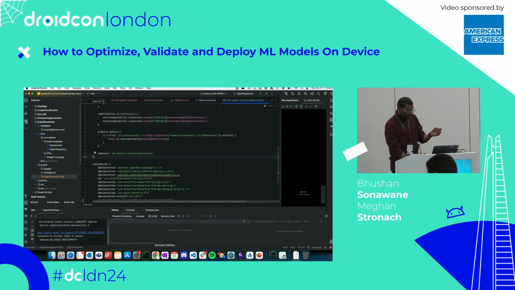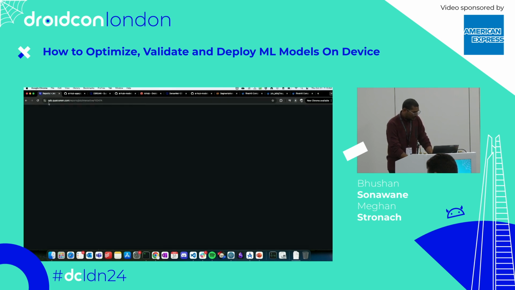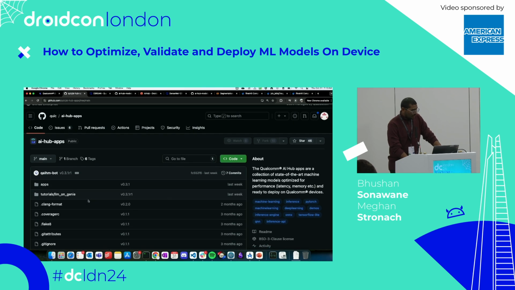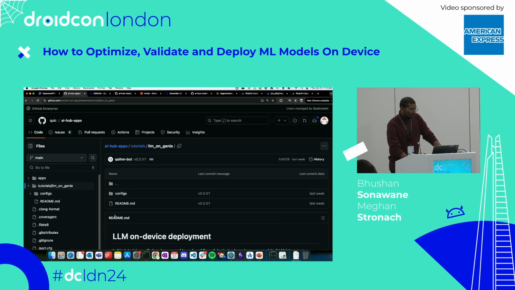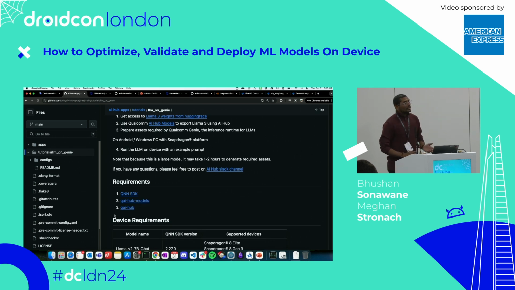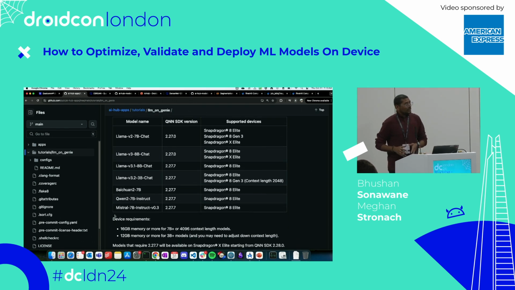We do have one more demo to show. Let me just load it up. So if you go to our AI Hub apps, we have something called the Genie tutorial. It's LLM on Genie. So if you follow this tutorial, it will guide you to run all the LLMs that we support as of today on Android devices. This includes all the Llama family. This includes Baichuan, Qwen, and Mistral models as well.